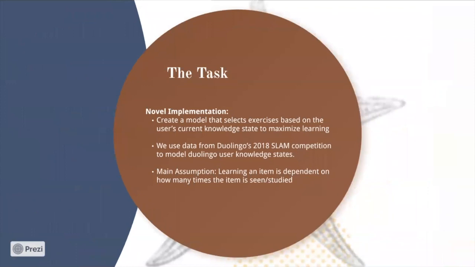We attempted a novel implementation task in which we create a model that selects exercises based on the user's current knowledge state to maximize learning. We use the dataset available from Duolingo's 2018 Second Language Acquisition Modeling Competition for this task. This dataset has about 4 million examples. The baseline models for knowledge tracing are also based on top performers from this competition. The main assumption we use for this task is that learning an item is dependent on how many times it is seen by the user.